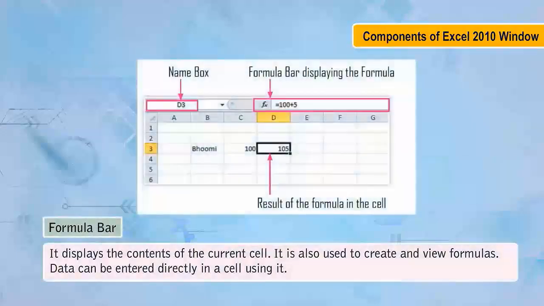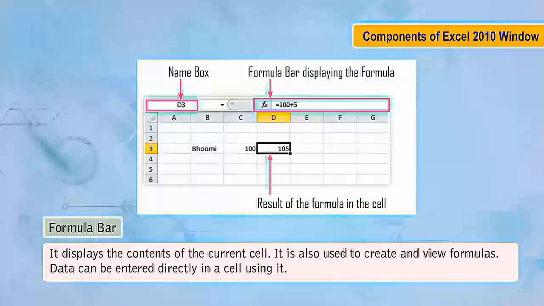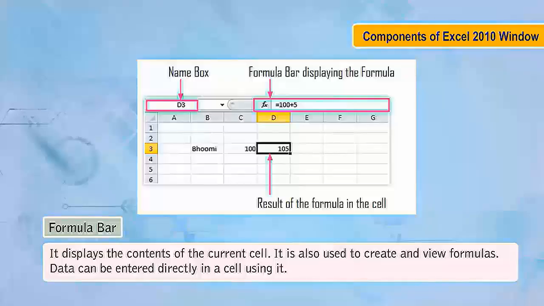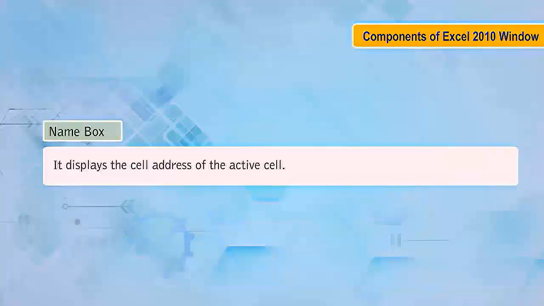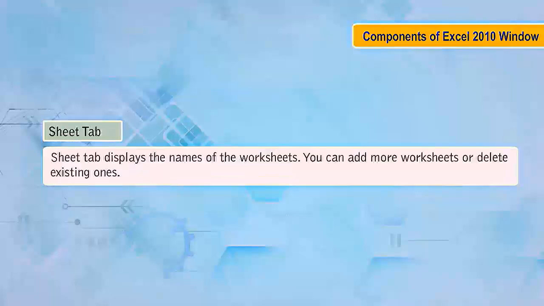Formula bar. It displays the contents of the current cell. It is also used to create and view formulas. Data can be entered directly in a cell using it. When you enter a formula in a cell, the result is shown in the cell and the formula is displayed in the formula bar. Name box. It displays the cell address of the active cell.